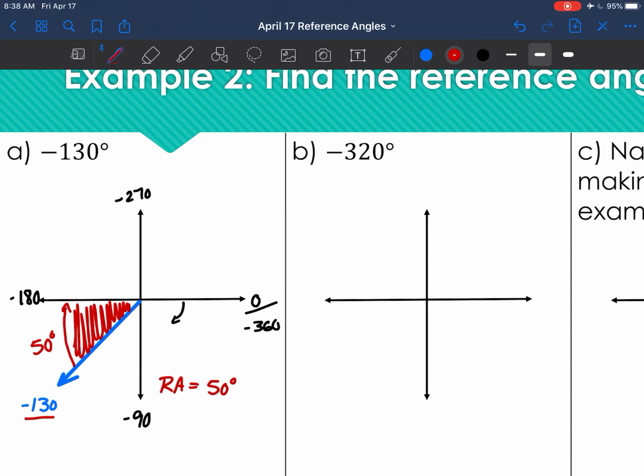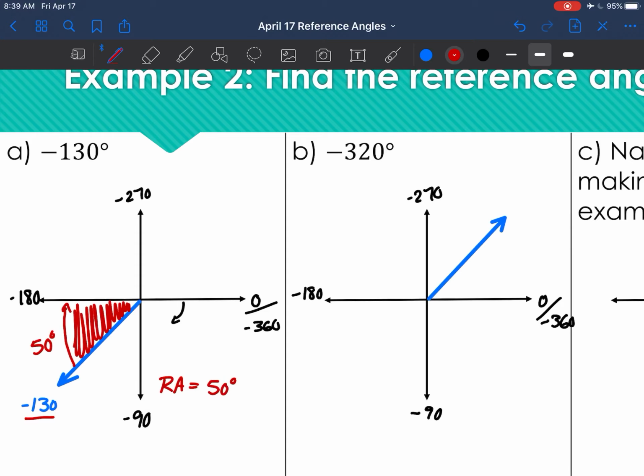So negative 320. Well, this is 0, negative 90, negative 180, negative 270, negative 360. So it looks like it's going to be somewhere in the range on the top right in quadrant 1. So 320 is going to be pretty much in the middle. I think it's a little closer to 360. I think the direct middle would be 315 degrees. But anyway, so here's the angle that I drew.